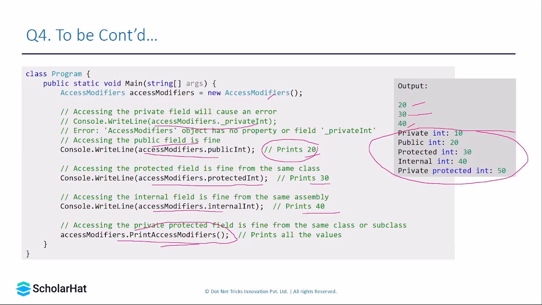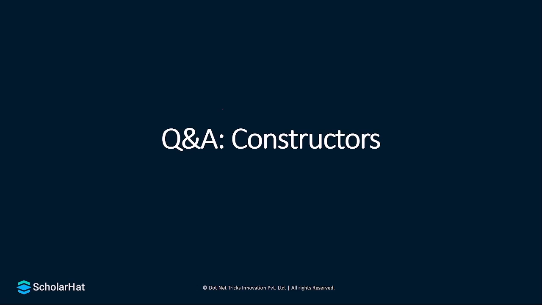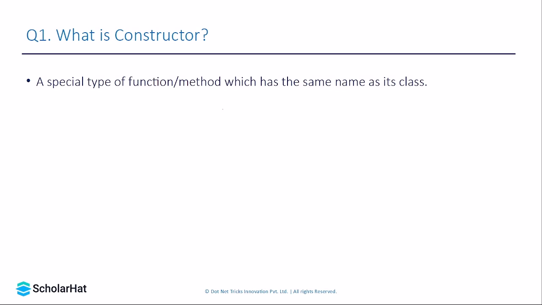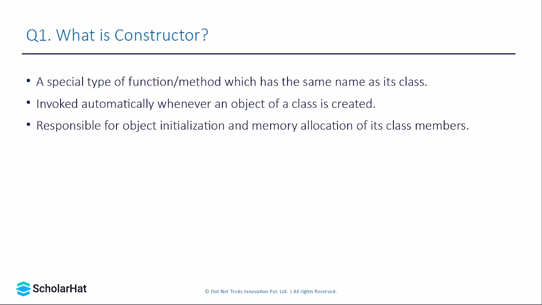Now let's move to another topic, constructors. So what is a constructor in C#? A constructor is a special type of function and method which has the same name as its class. This point I have already covered, that a constructor name has to be similar to the class name. There is no exception in that. Whenever you declare a constructor, its name should be the class name only. It is invoked automatically whenever you create an object of that class, and it is responsible for object initialization and memory allocation to its class member.